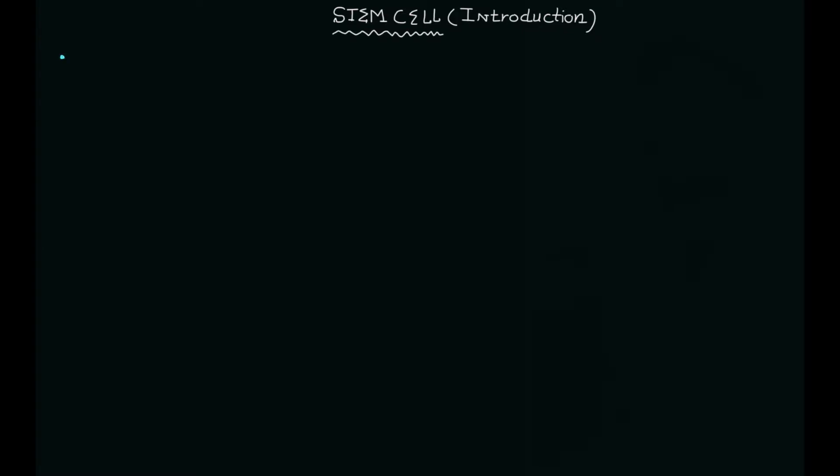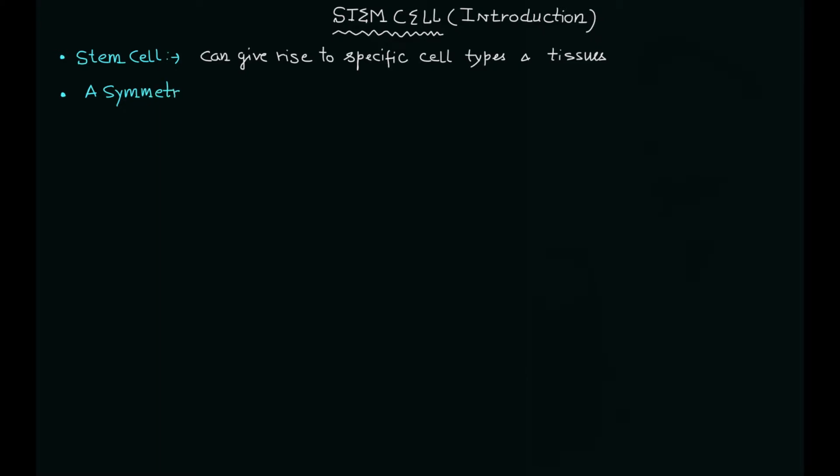So stem cell is important because stem cell can give rise to specific cell types. It can give rise to specific tissues. So if I write what is a stem cell, I can write a typical stem cell can give rise to specific cell types and tissues. Stem cell has the specific power to convert itself into a different cell type. And before we understand the function, we need to understand what is asymmetrical cell division. Because asymmetrical cell division is important for the stem cells.